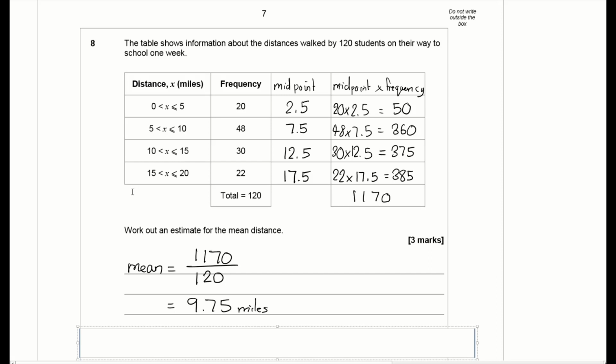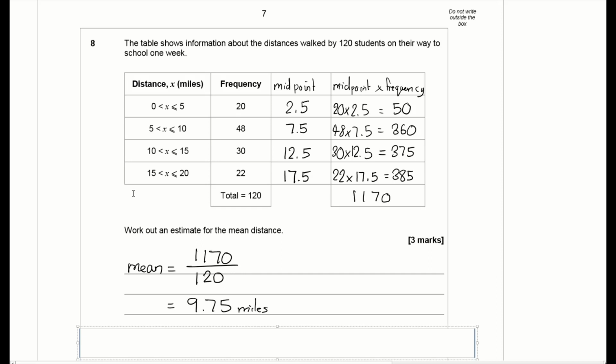Now, there are lots of questions that can actually stem from this table. One of them is to be asked to estimate the mean. You could also be asked about cumulative frequency, and you can also be asked about histograms. So just bear that in mind with these tables. So there's lots of questions that stem from it. We're going to have to estimate the mean because we don't know the exact distances that anyone travelled.